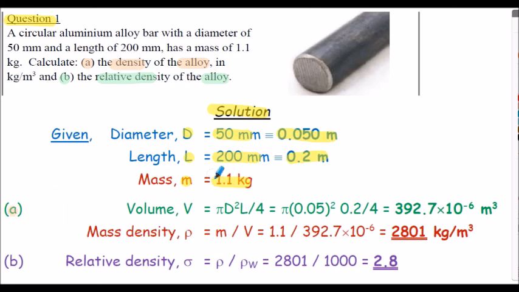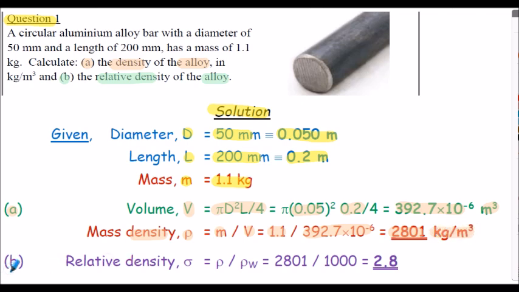So for part A, first thing I've calculated is the volume. I know the volume of a cylinder is pi d squared upon 4 multiplied by L, so that's what's shown there. We've got the diameter above in meters, we've got the length in meters. We can evaluate the volume in meters cubed, and to calculate the density, rho is equal to mass divided by volume. We're given the mass in the question, we just calculated the volume above, so we can find the mass density of the aluminium alloy. It's 2,801 kilograms per metre cubed.